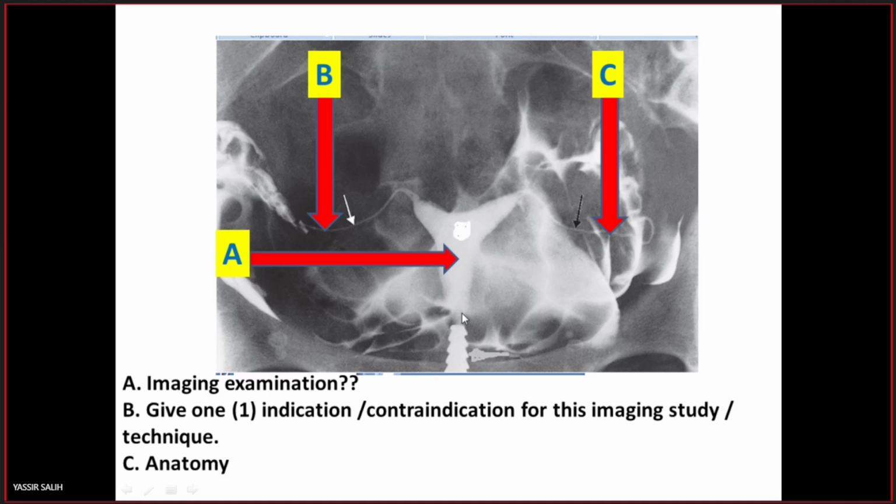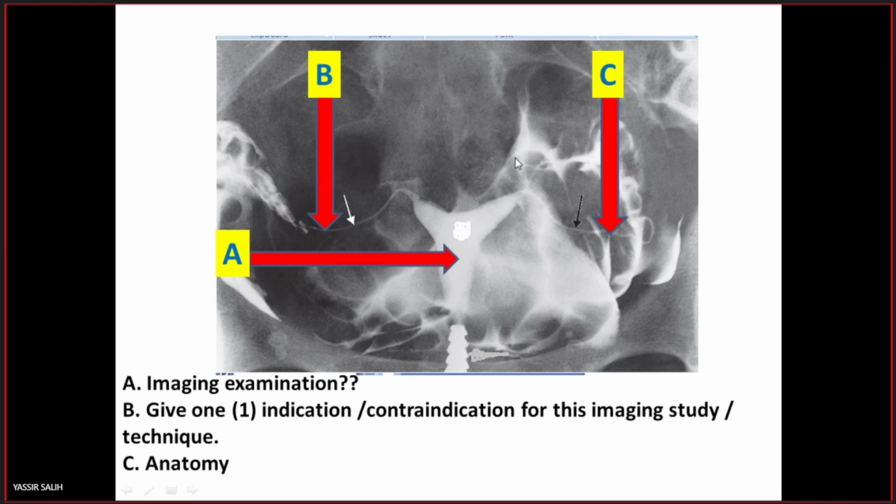Uterus. The uterus. Notice that the contrast is normal and clearly spilled, it flowed freely, because there is no blood. This is normal. Then the imaging examination is hysterosalpingogram or HSG.